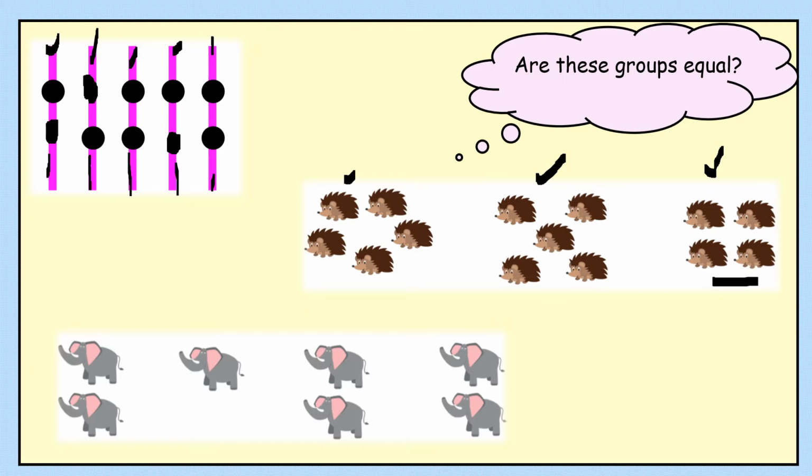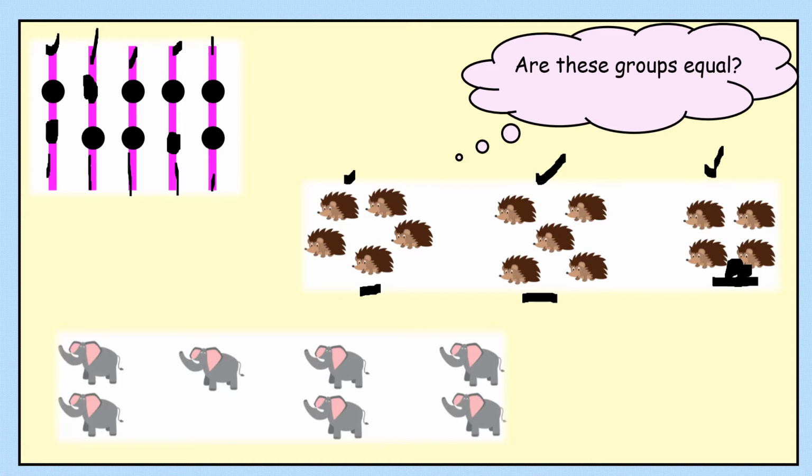4. How many do I have here? 5. And how many do I have here? 5. So I've got 2 groups of 5, but this last group is not equal. What would I have to do to make it equal? I would have to add 1 more, wouldn't I? So now there's 5 in each group and they are equal.